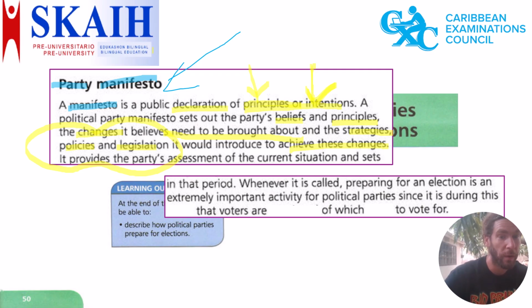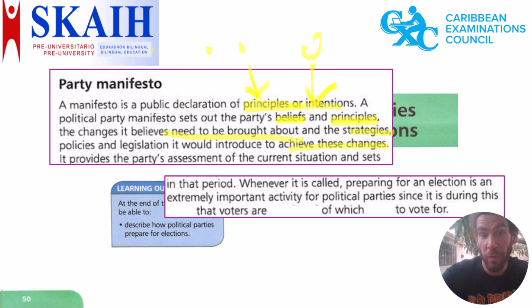A party manifesto is a declaration of principles and intentions. It sets out their beliefs and their principles, and the changes that need to be brought about in society and how they're going to do that. That's their policies and their legislation. Legislation is a difficult word for the laws they want to put in society to bring about the changes that they want according to their beliefs and intentions.